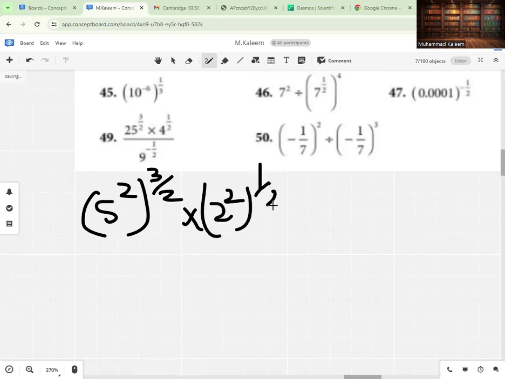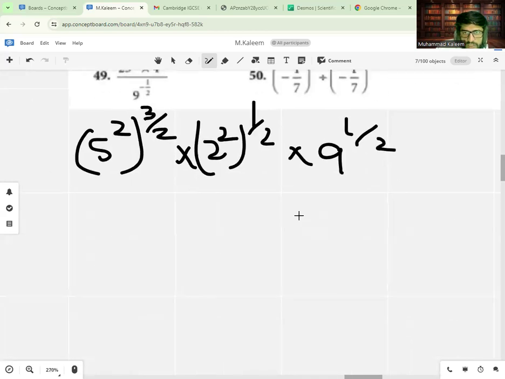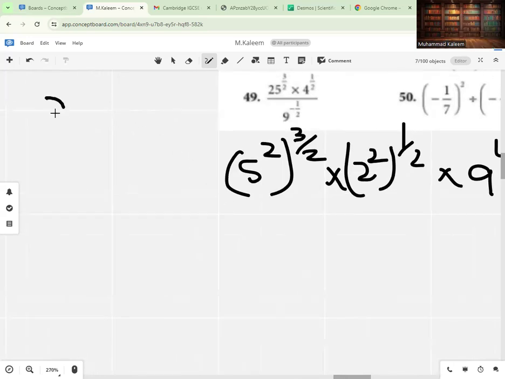1 over 2 on it. And let's take this one in the denominator, so then it will become positive 9 raised to power 1 over 2. If we take this one in the denominator, its exponent sign will be changed. So now we just have to multiply these values. So 2 times 3 over 2. What's the answer? 2 times 3 over 2.